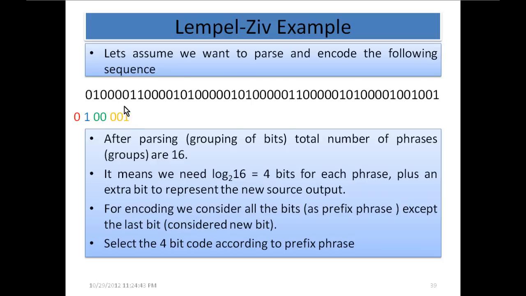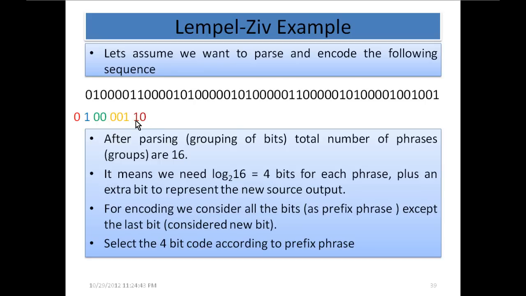It will know that this 0 0 is already in its dictionary at location number 3. So it will combine this 0 0 with this new bit 1 over here, and it will add a new phrase in its dictionary, that is 0 0 1.